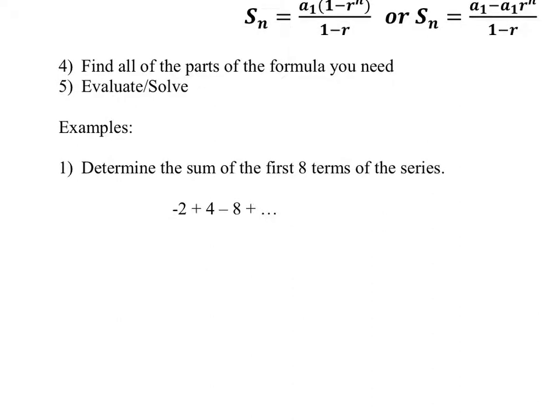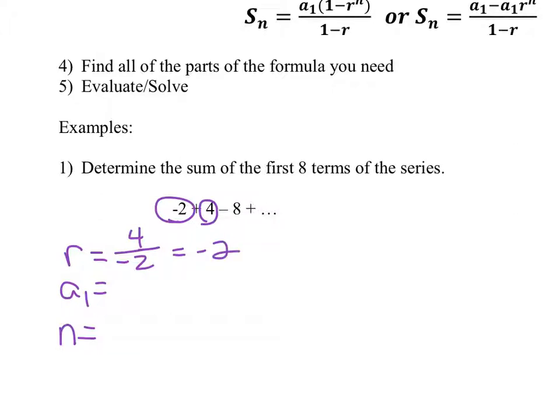So there it is. These are the things that you need. You need your R, you need your A1, and those look familiar, but then you also need N. Remember, N is the number of terms. So R, we've got to figure it out. So we look at this, this is 4, this is -2. Remember, R is one term divided by the term before. So -2 seems to be the common ratio.